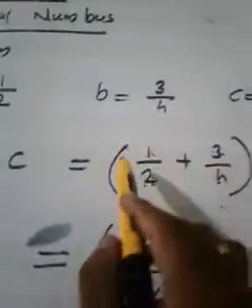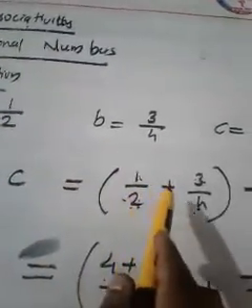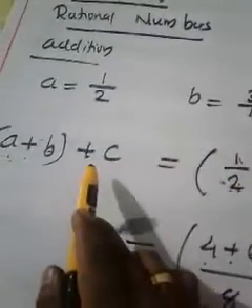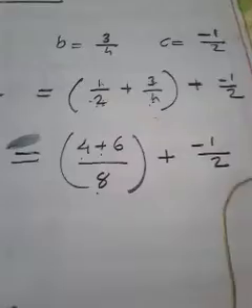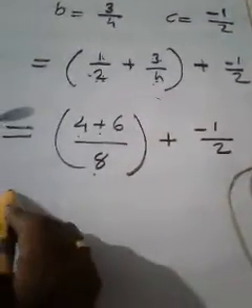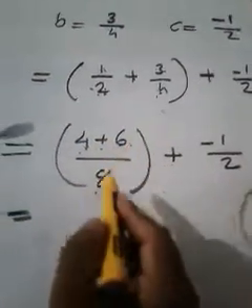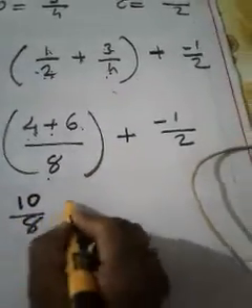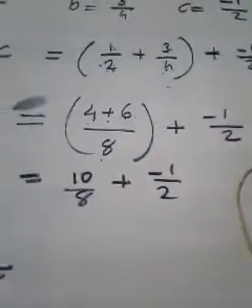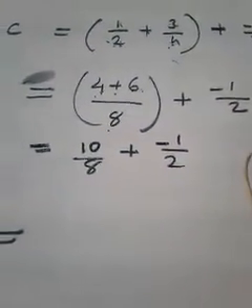Once again repeating, a plus b plus c we need. A is 1 by 2, plus b is 3 by 4, then plus c is minus 1 by 2. You may have understood it. Now just see, what is 4 plus 6? 4 plus 6 is 10. So 10 by 8 plus minus 1 by 2.